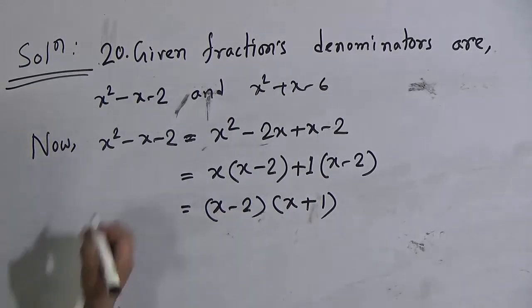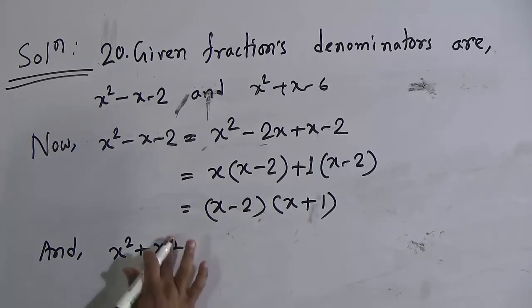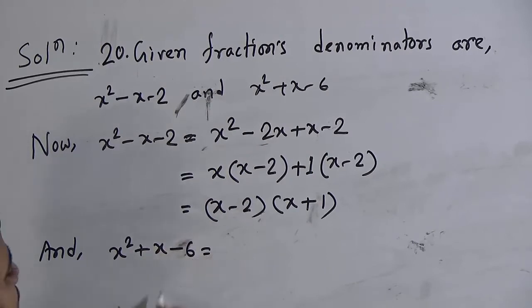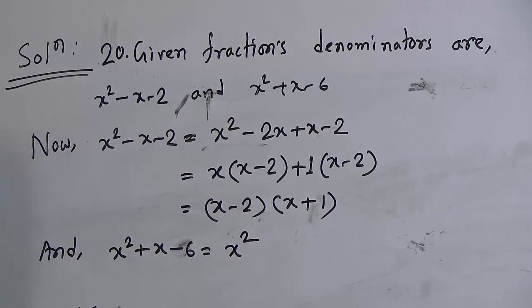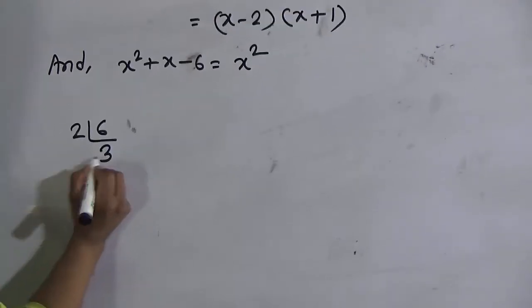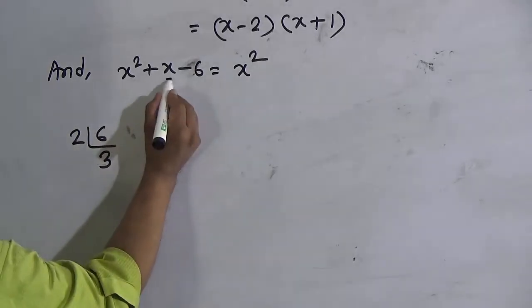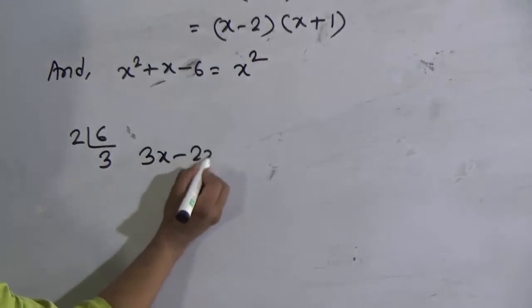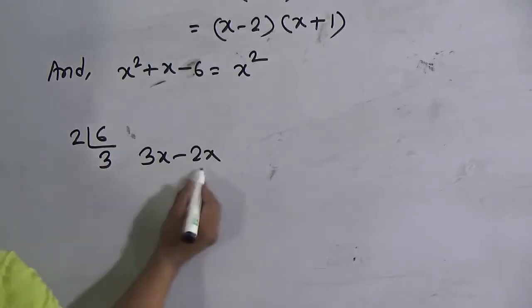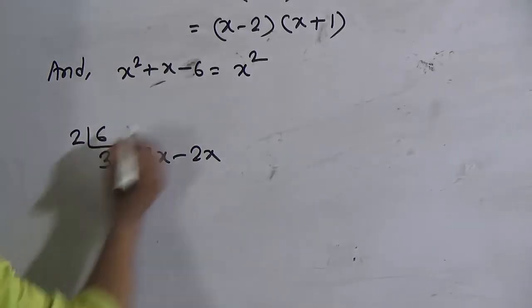Okay, and the second fraction's denominator is x square plus x minus 6. That's equal to, we can write x square remaining unchanged. This 6 needs to be factorized. We can divide 6 by 2 and we get 3. Both are prime numbers. Now we need to get plus x. So if we write thrice x minus twice x, then we can get back this x. Okay, and the multiplication of 2 and 3 is 6.